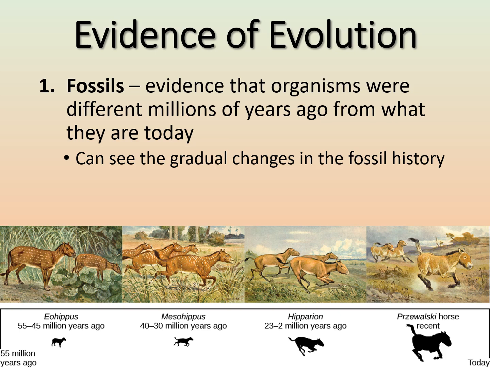This is just an example of the horse, and the fossil ancestry of the horse, all the way back to 55 million years ago. We have fossil records of all these steps and changes of that species throughout history, which is really kind of cool to think about.